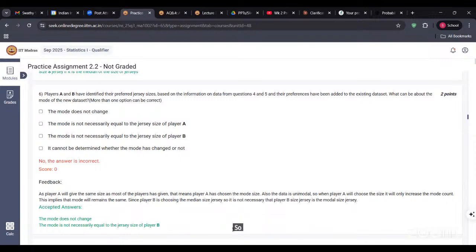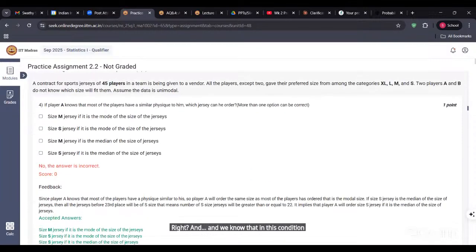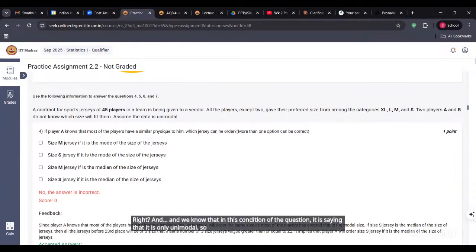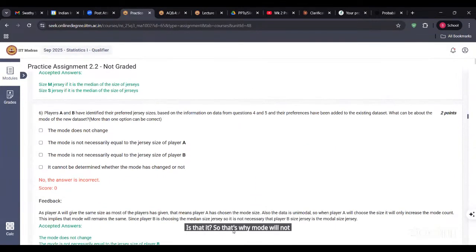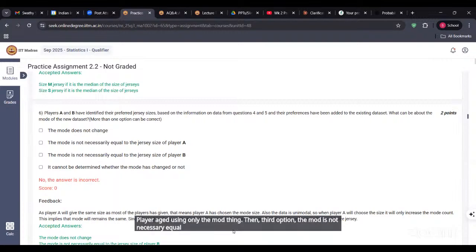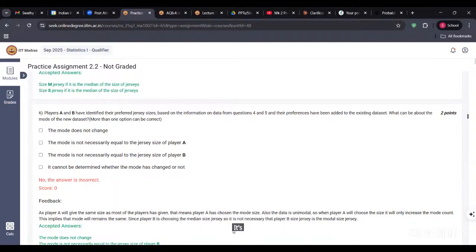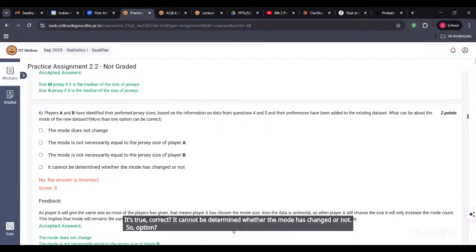So if we see here, player A is choosing the mode size only, right? And we know that the question is saying that it is only unimodal. So only one mode is there. Correct? So that's why mode will not change here. Now the second option, the mode is not necessarily equal to the jersey size of player A, is wrong because player A is choosing only the mode. Then the third option, the mode is not necessarily equal to the size of player B, is true. The fourth, it cannot be determined whether the mode has changed or not, is wrong. So options A and C are correct. Fine?